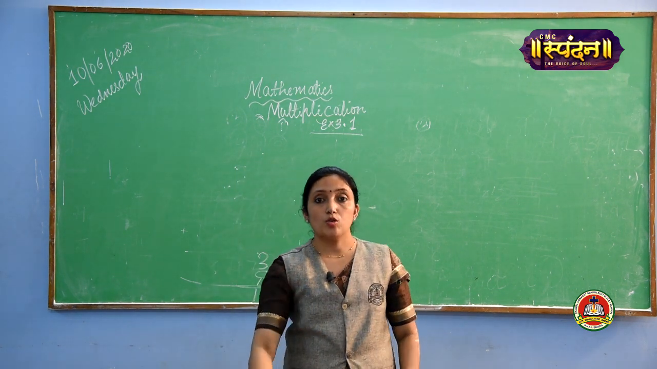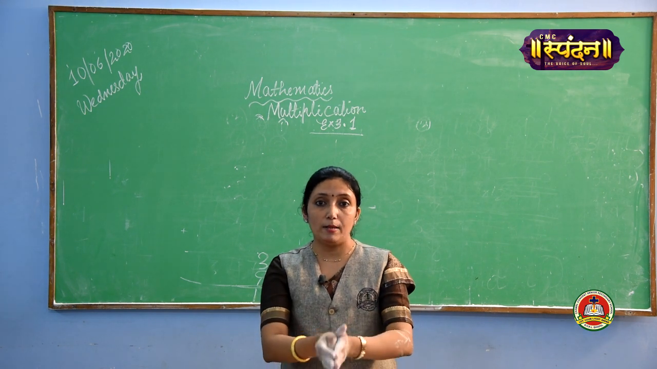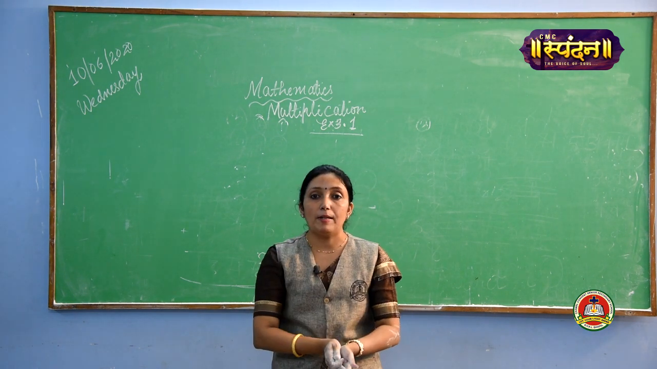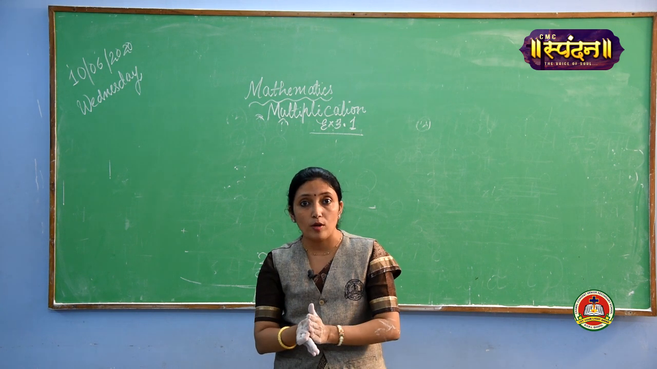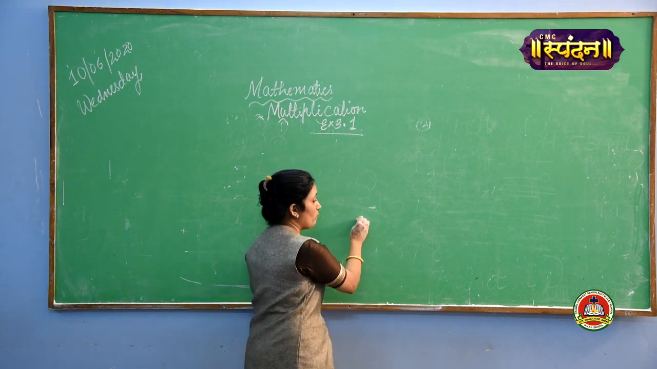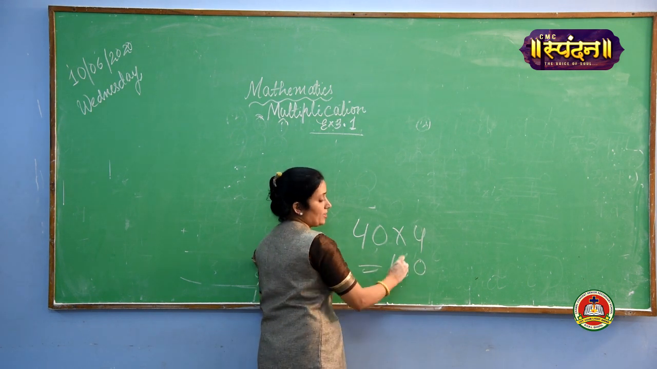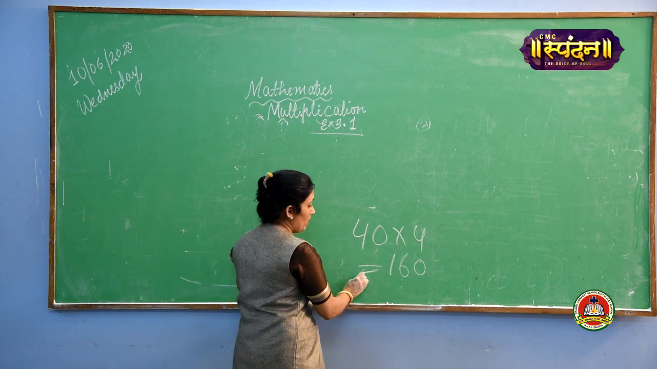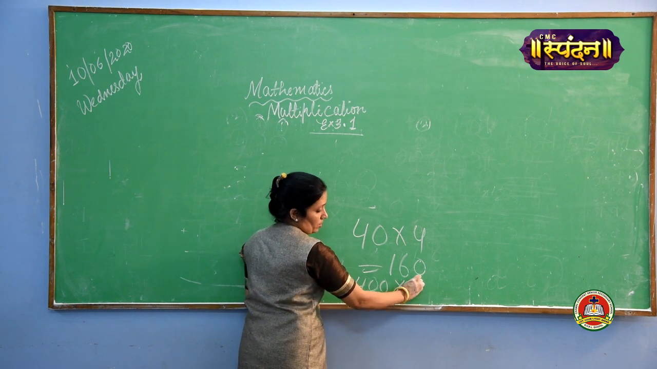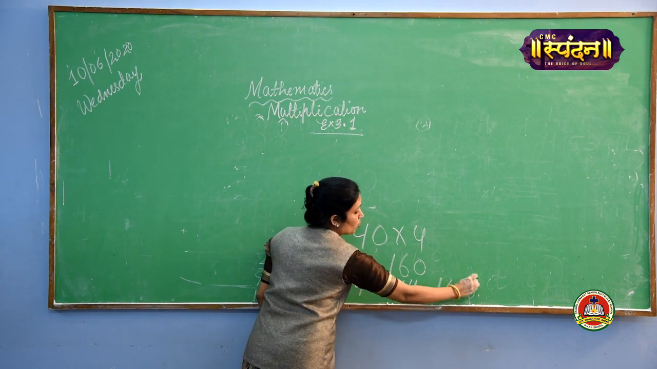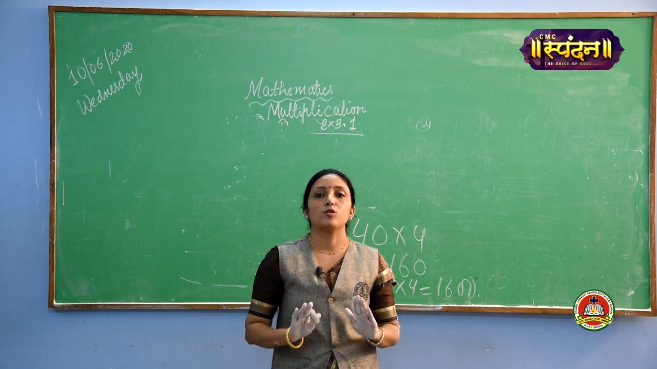As for patterns, I have explained a little bit. If I am taking 4 into 4, it is 16, but if I am taking 40 into 4, only a 0 is added. This is a pattern, okay. And if I am taking 400 into 4, only 2 zeros are added. It means 0, 0 is done, okay.